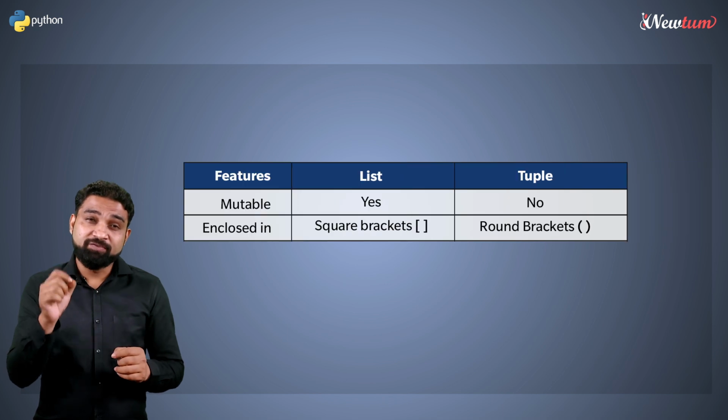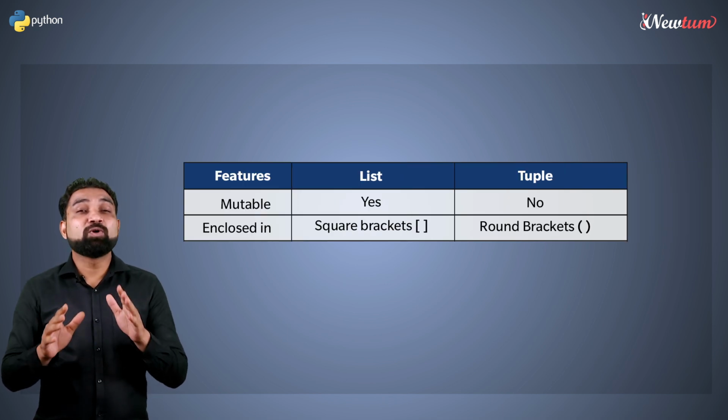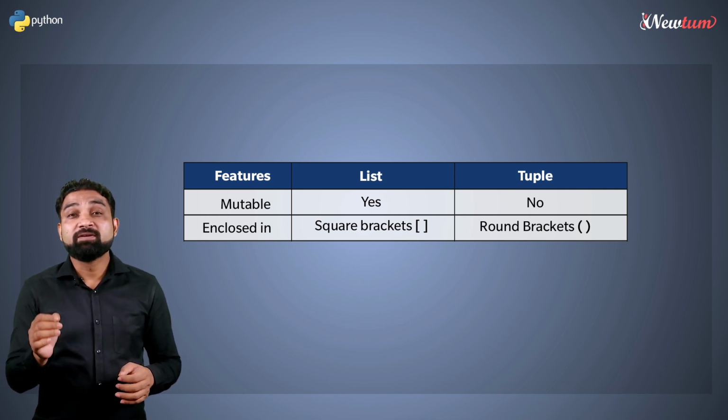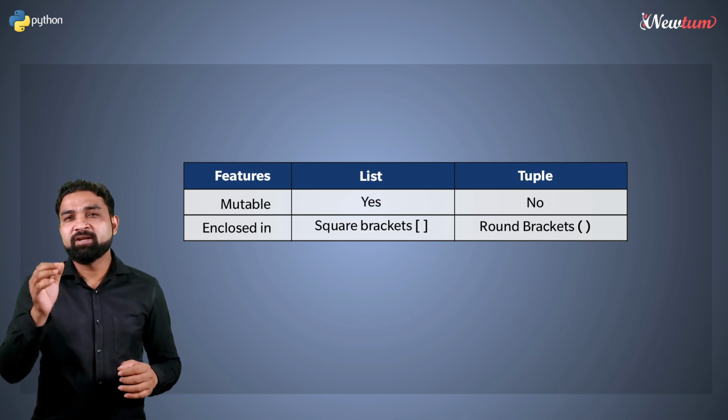A tuple is a data type which is a collection of data, just like a list. The significant difference is we cannot modify tuples during runtime. It's immutable and we use round brackets to declare tuples.